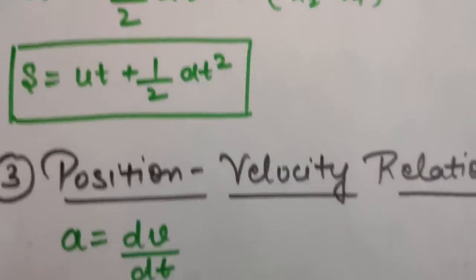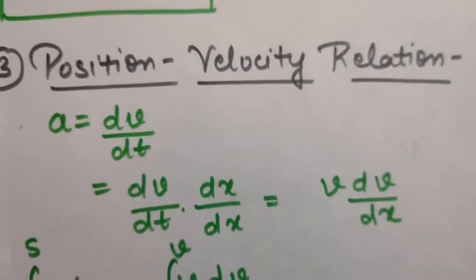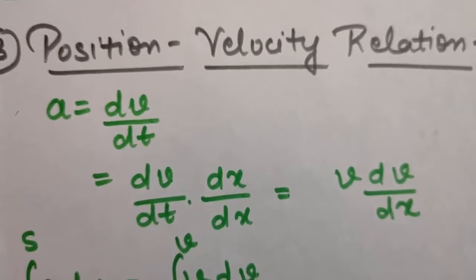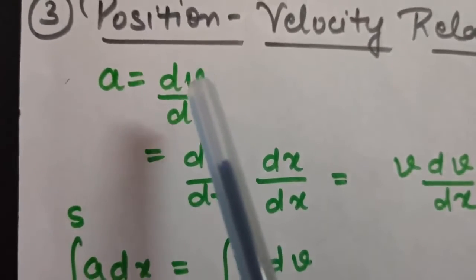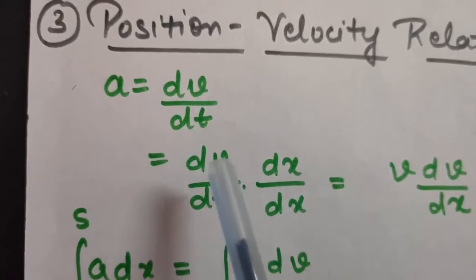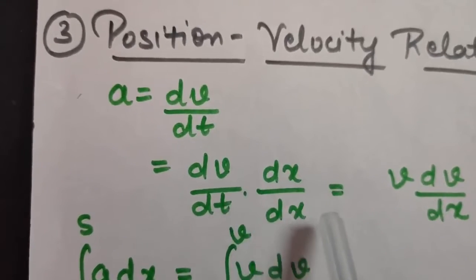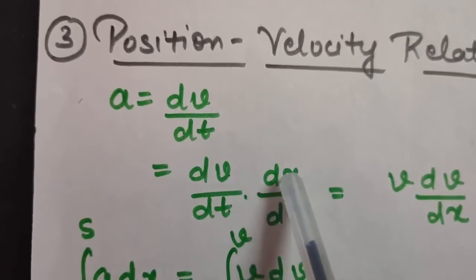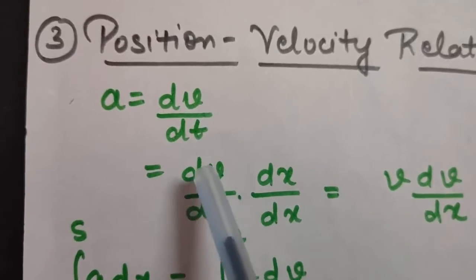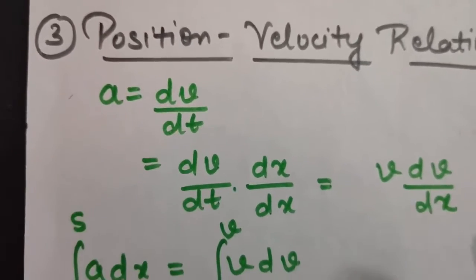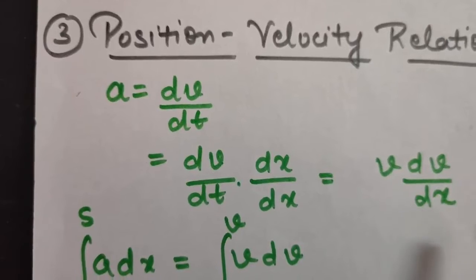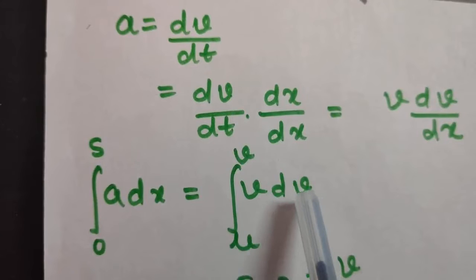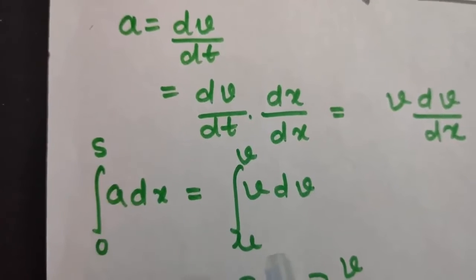Next, the third one is the position-velocity relation. For this we will be taking the formula a is equal to dv by dt. Now if I multiply and divide by dx, then I will get dv by dt into dx upon dx. If you see clearly, dx by dt is nothing but v, that is distance upon time. So we have v and dv by dx. So a has become v dv by dx. Now again I'll cross multiply and integrate. So a dx will be equal to v dv, and putting the limits from 0 to s and u to v.